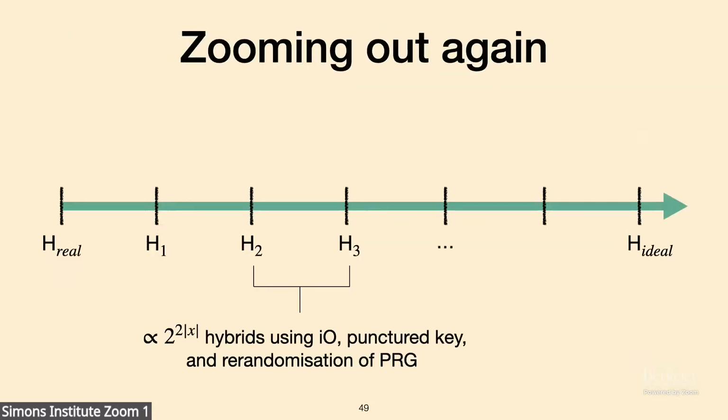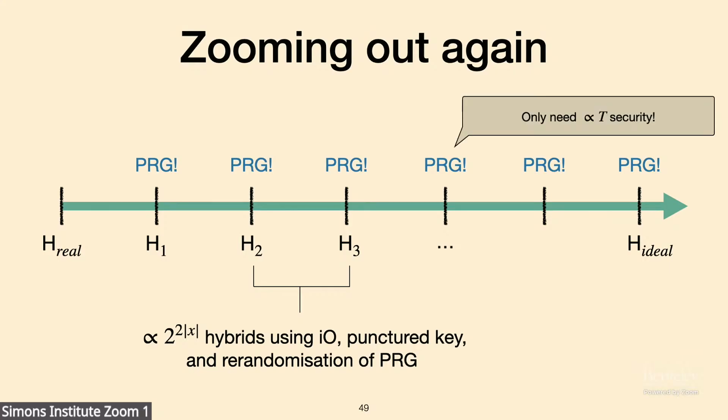And zooming out again, what's happening from H2 to H3, for example, is that I'm using exponentially many hybrids with I/O, punctured key, re-randomization, and so on. And then I'm only using PRG once in each level. So the PRG security only needs to grow with T, which is OK, because we want log T size proofs.